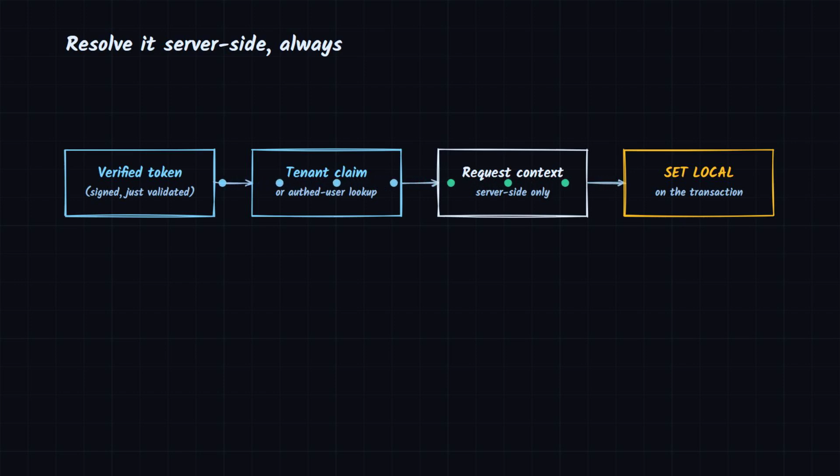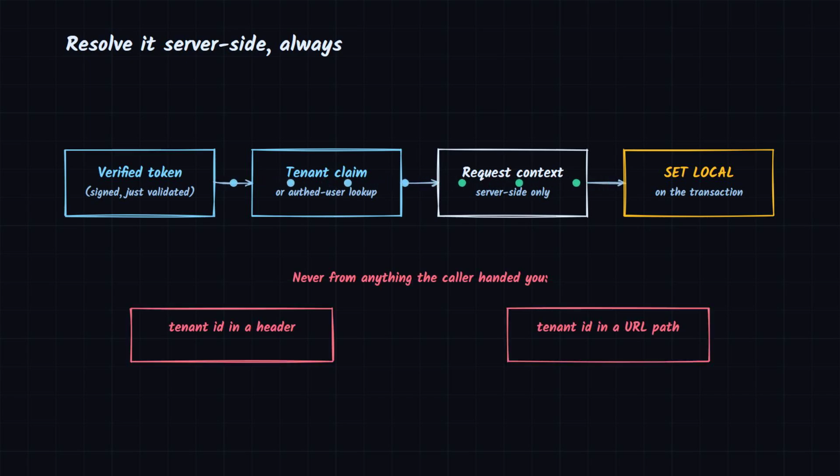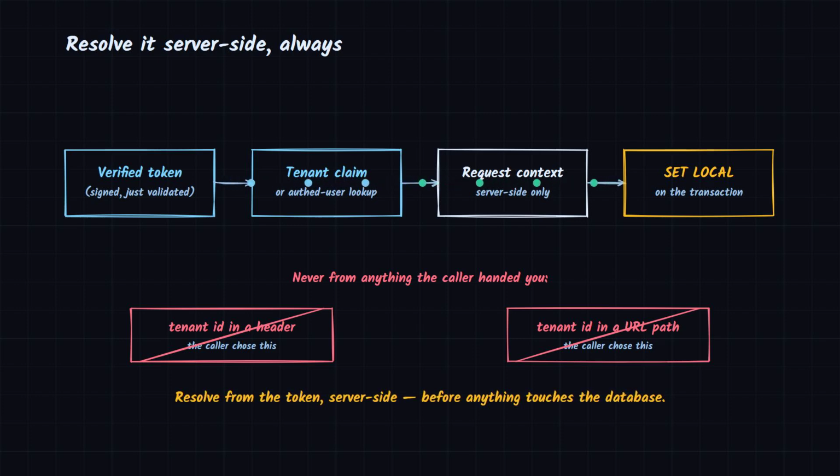If your code reads the tenant from a request header and pushes it into that session variable, you have built an authorization system where the attacker fills in their own answer, and you have done it while looking at row-level security in the same file and feeling secure. Resolve it from the token, server side, before anything touches the database.